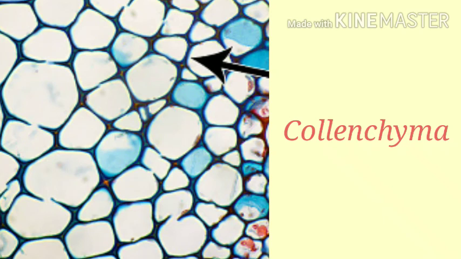Collenchyma. As the name indicates, they are thick at the corner. That is, they are composed of cells that are thick only at the corner of the cell wall. And the function of collenchyma cells is to provide flexibility and support to plant parts. It is because of these collenchyma cells that plants are flexible during heavy wind.